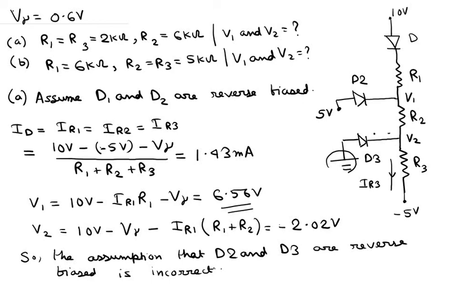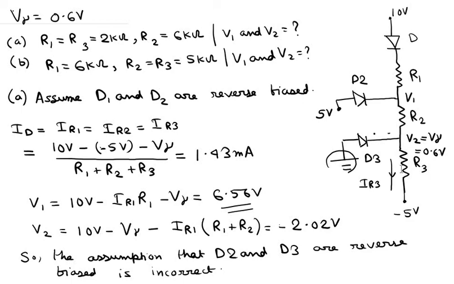So we know that D3 must be forward biased, and if D3 is forward biased, then this voltage V2 must be equal to V gamma, because in the forward bias state the voltage drop across the diode is always V gamma according to the piecewise linear model. So V2 is basically 0.6 volts now.